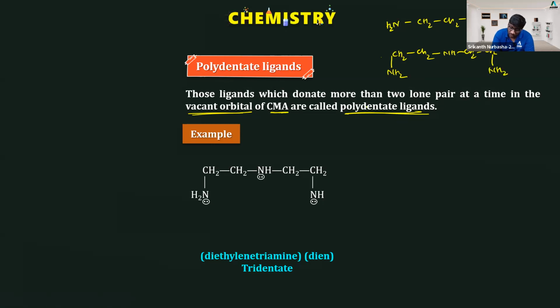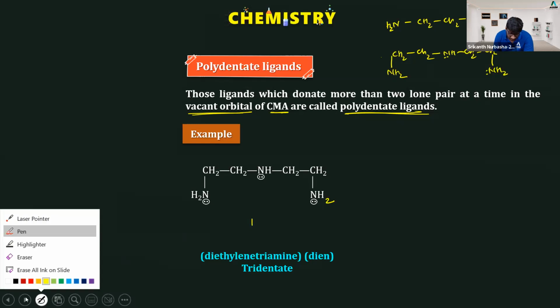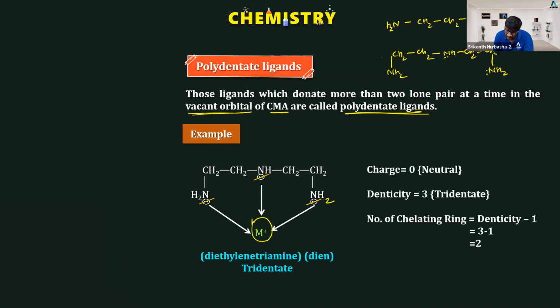Now, what type of ring is going to be formed? NH2, CH2, CH2, NH, CH2, CH2, NH2. We can have the central metal ion somewhere here. Yes or no? To this central metal ion, all the 3 nitrogens are donating the electron pair simultaneously. So how many rings are formed now, students? The charge of the complex is neutral and they are neutral ligands. What about denticity? Denticity means number of electron pair donor atoms. How many are there? 3. So it is tridentate.